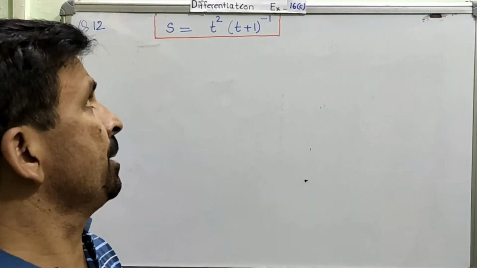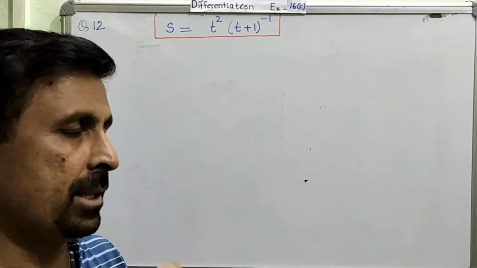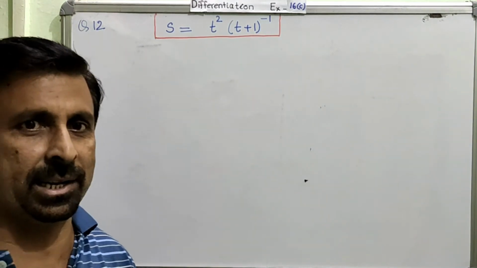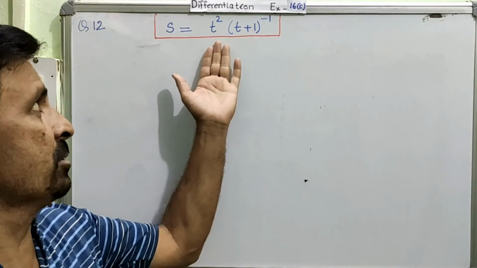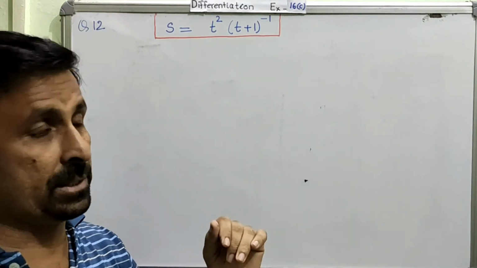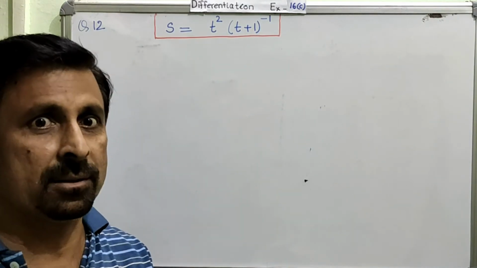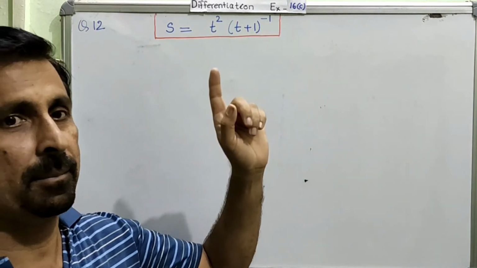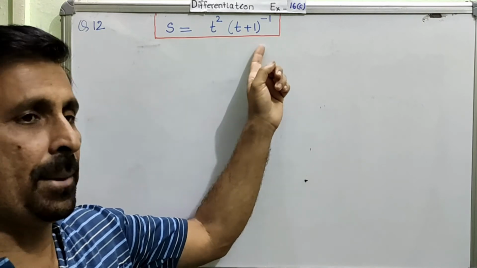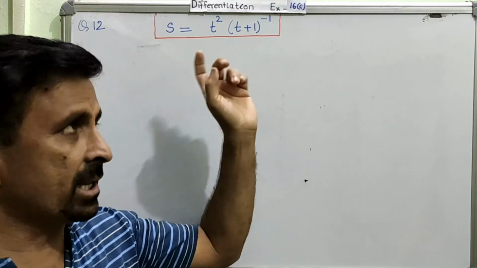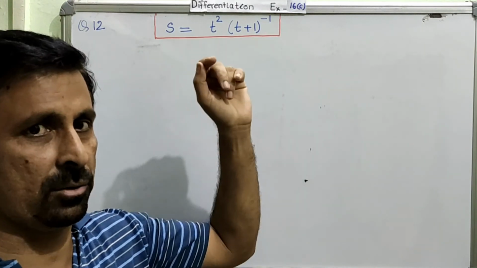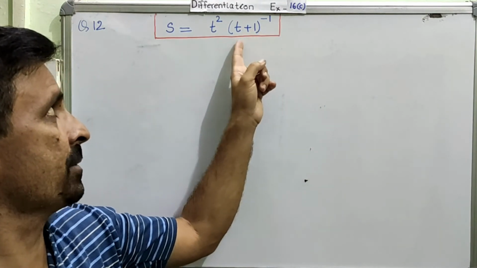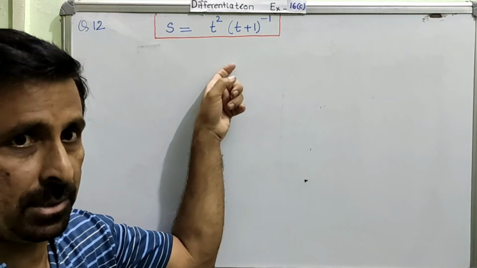Now this is question number 12, right? This question number 12 is made very beautifully. It's really tricky, right? When you see the question, you may see this as a product law question because t square into t plus 1 to the power minus 1, right? So this appears to be like product, but actually this is not product law question, this is quotient law question because the power of this one is minus 1. So if I make the power of this one positive, that means this part will come in the denominator.